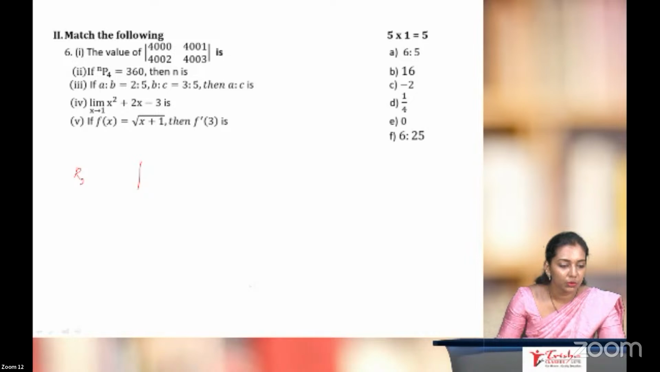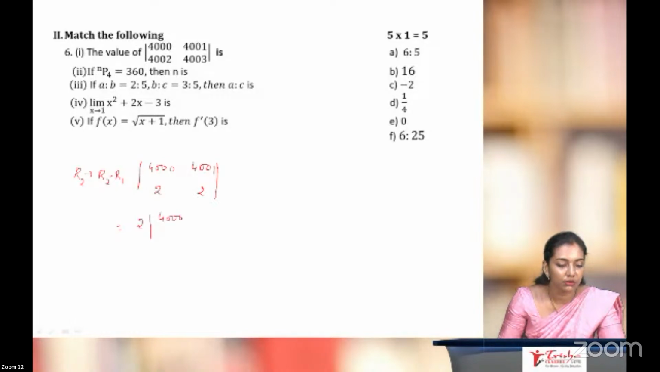So row 2 equal to row 2 minus row 1. So I'm operating on row 2. So row 1 remains as it is. So here row 2 minus row 1. So here you have 2, here you have 2. So now 2 you can find common here. So you can actually take it out. When you find a common term in a row or in any column, you can take it out. So 2 is taken out.